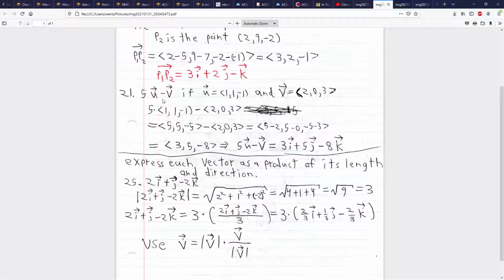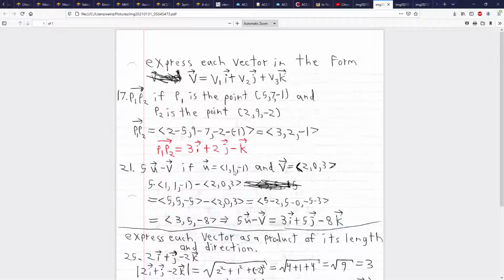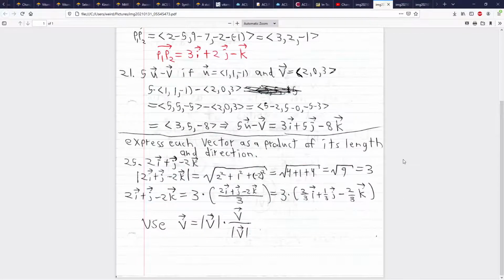But this one is 5u minus v if u equals 1, 1, negative 1, and v equals 2, 0, 3. That's multiplying a scalar into a vector and subtracting a vector basically. But overall it's very similar to algebra. This is basically algebra but with vectors. That's all it is.